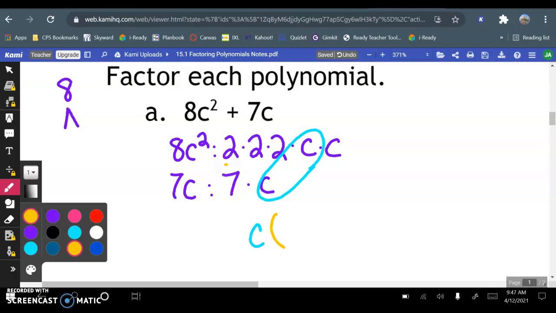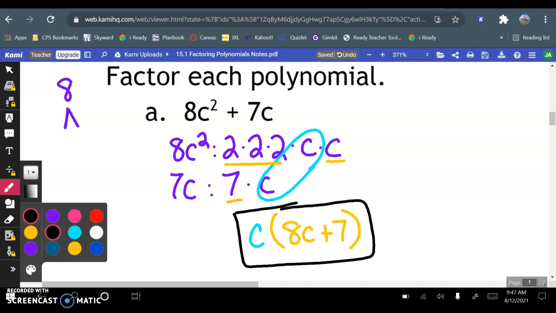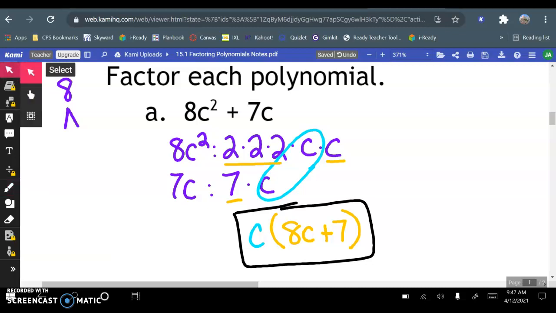So in the 8c squared, there's 2 times 2 times 2, which is 8, and 1c. So that's 8c. And then down at the 7c, the only thing left over is that 7. So plus 7. And then that is your final answer. So your common factor goes out front. Your greatest common factor is in the light blue. And then what is left over from each chunk is in the yellow.